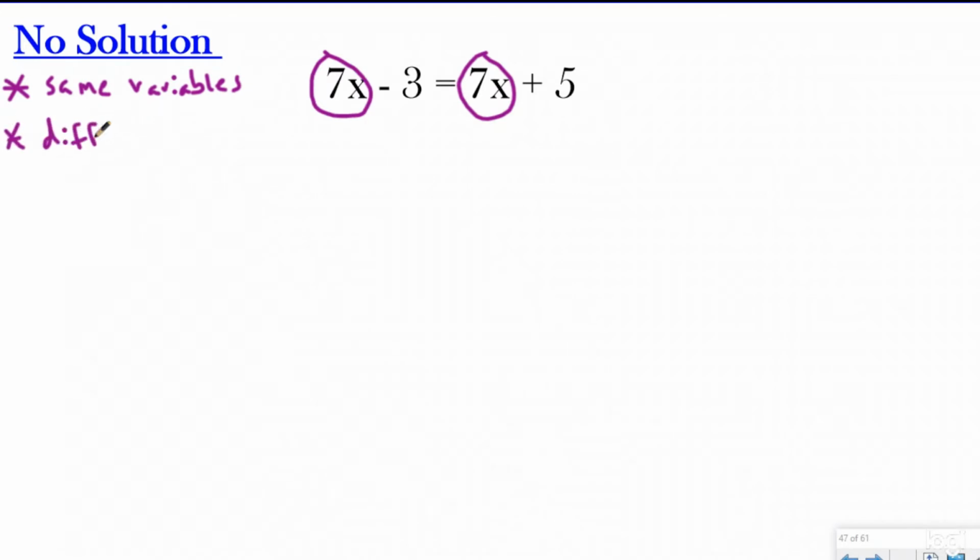To be honest, I don't even know if that's how you spell different, but who cares? We're doing math, not trying to spell, right?